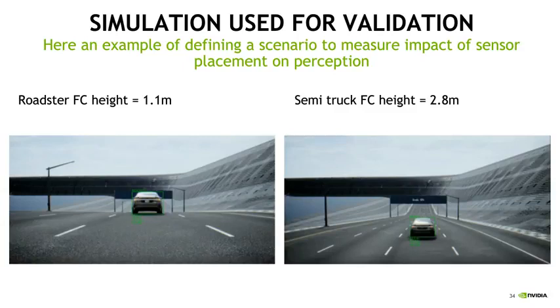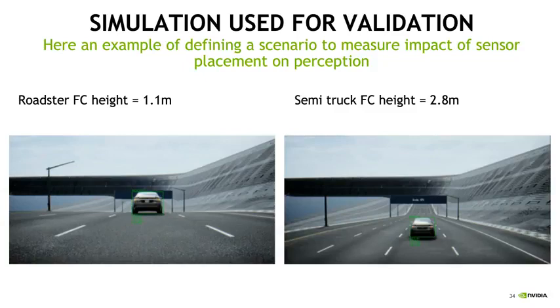So on the left side, we're showing the front camera being moved down to the equivalent of a roadster, which would be pretty close to the ground. And on the right side, you have the front camera moved all the way at the top of a semi-truck, so 2.8 meters from the ground. That's close to 9-10 feet. And so you can see the different viewpoints. And so this typically affects your perception performance.